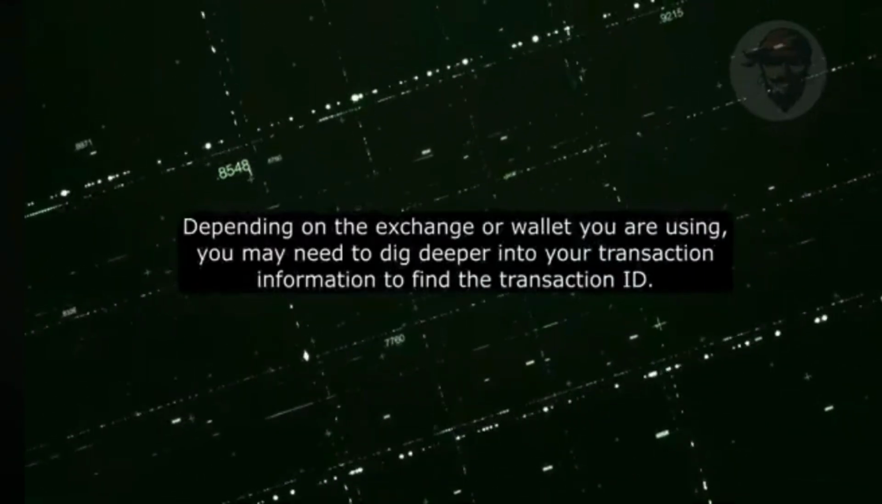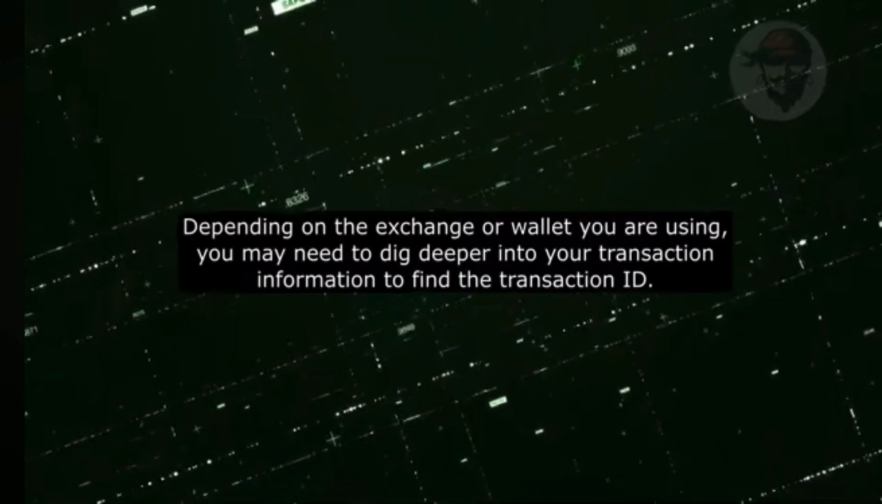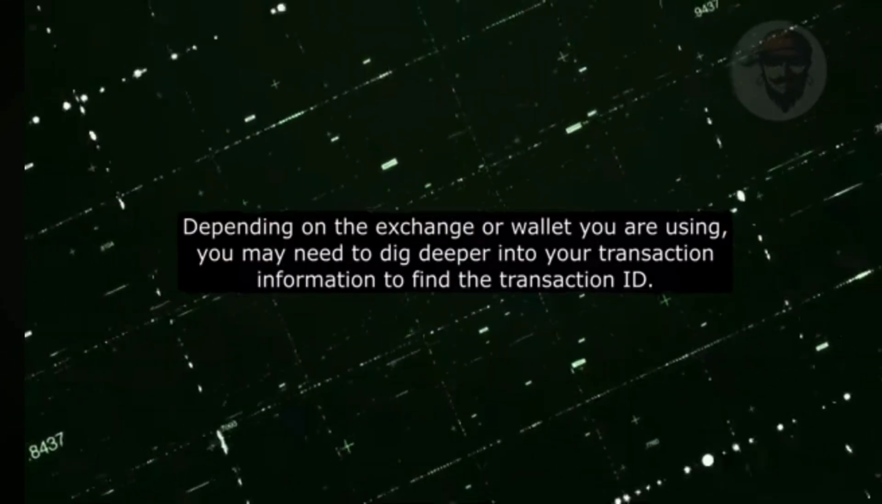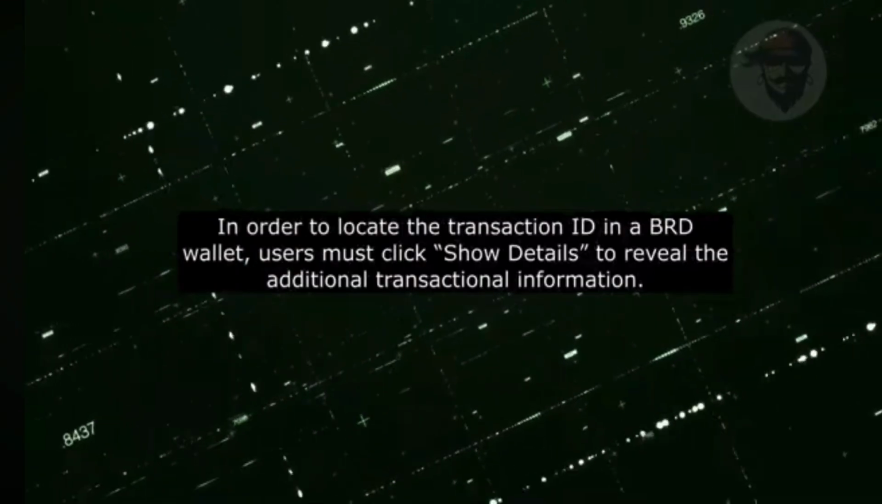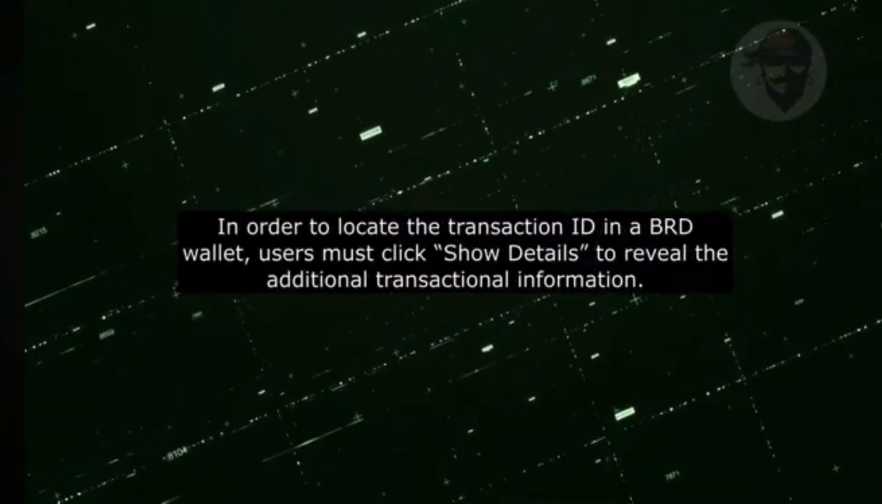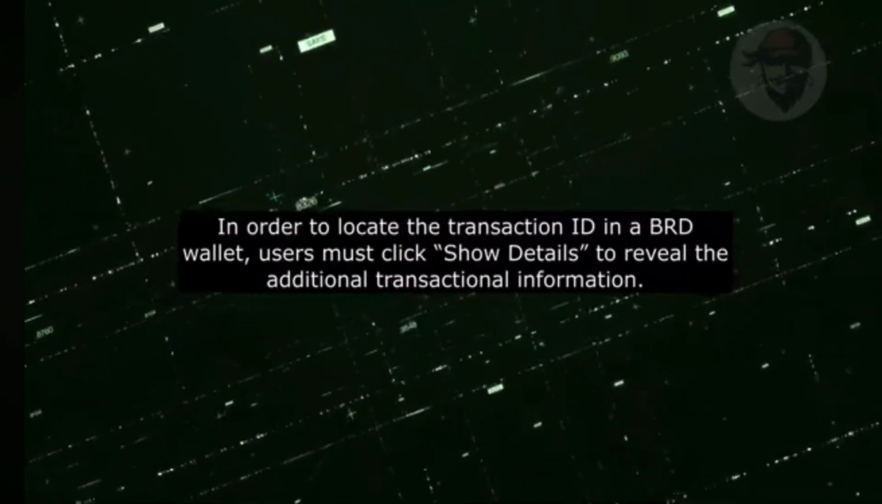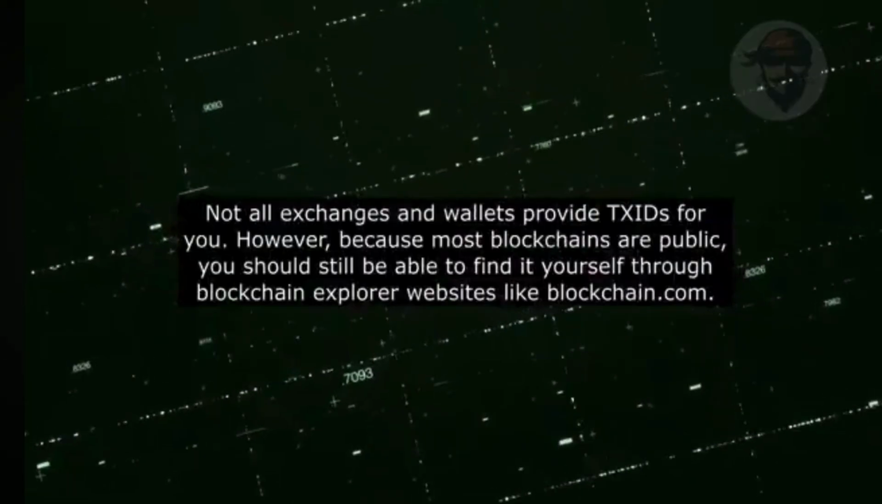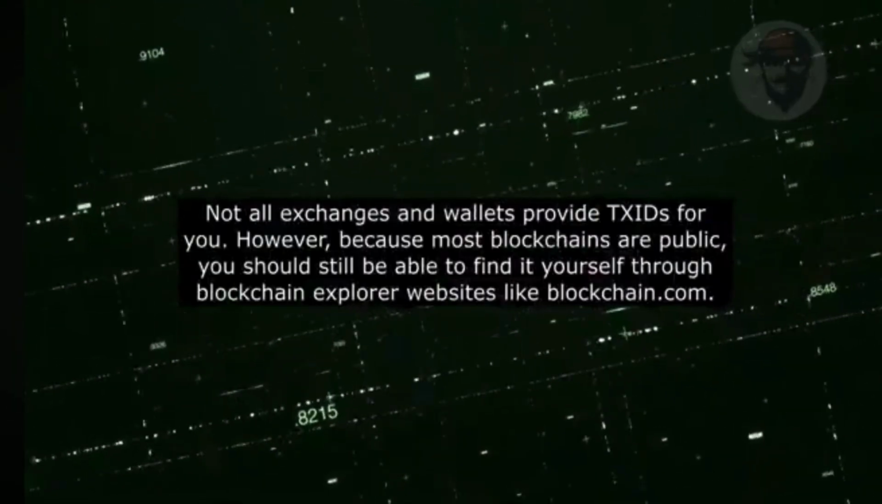Depending on the exchange or wallet you are using, you may need to dig deeper into your transaction information to find the transaction ID. In order to locate the transaction ID in a Buda wallet, users must click Show Details to reveal the additional transactional information. I can't find my transaction ID. Not all exchanges and wallets provide TXIDs for you.